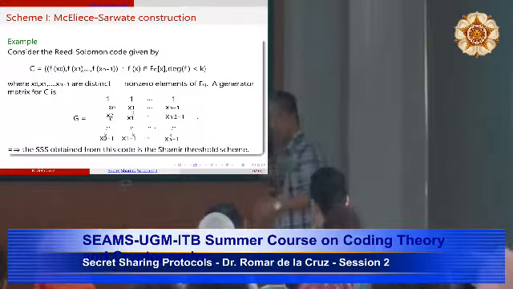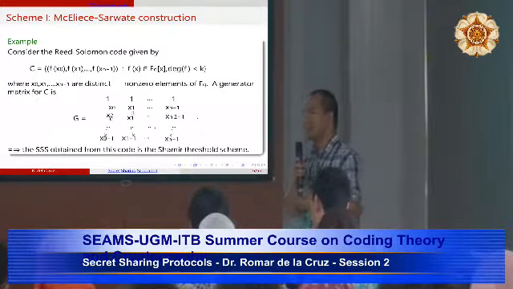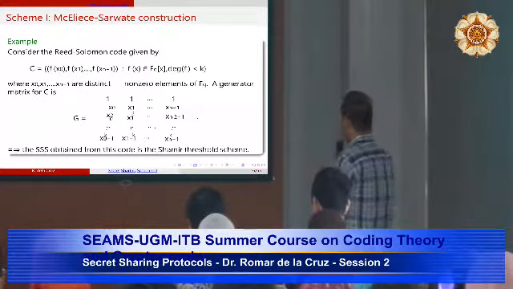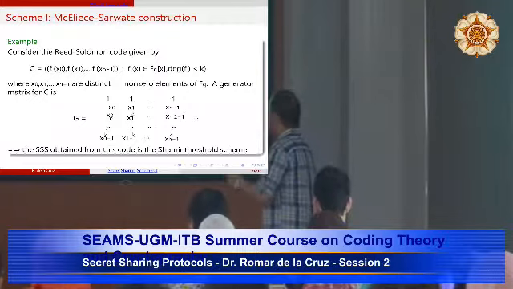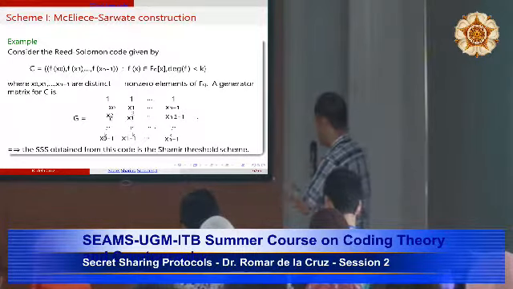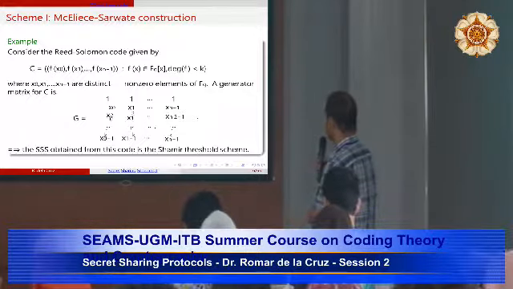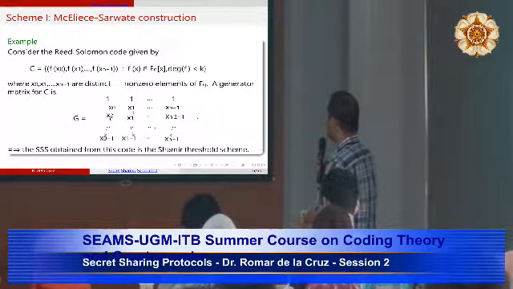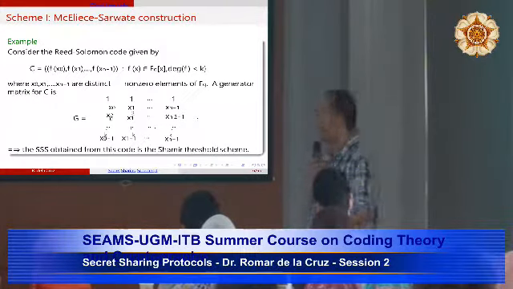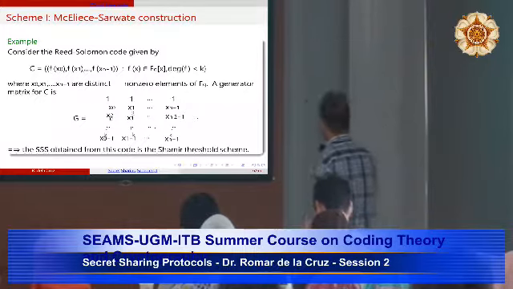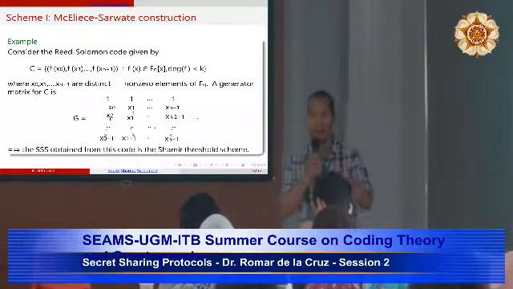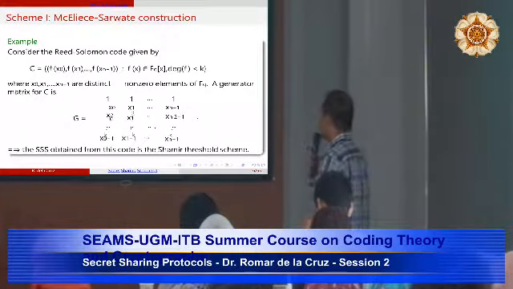To illustrate, I give an example. Recall again the Shamir threshold scheme. You can construct it using the Reed-Solomon code. The Reed-Solomon code is given by this: the code words, the coordinates are evaluations of a polynomial of degree less than k. So f(x) is a polynomial over F_q. Those are the code words of a Reed-Solomon code.